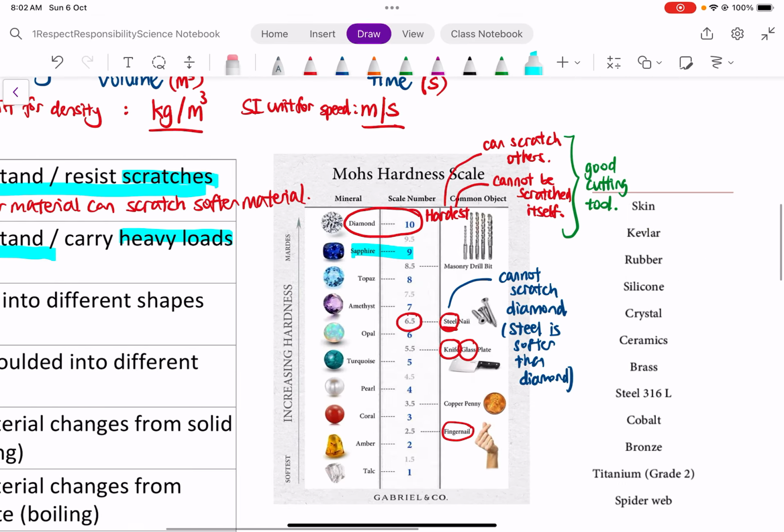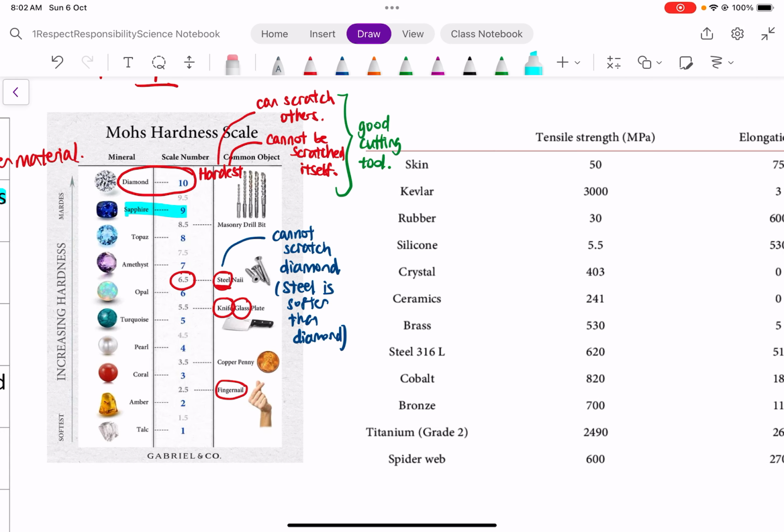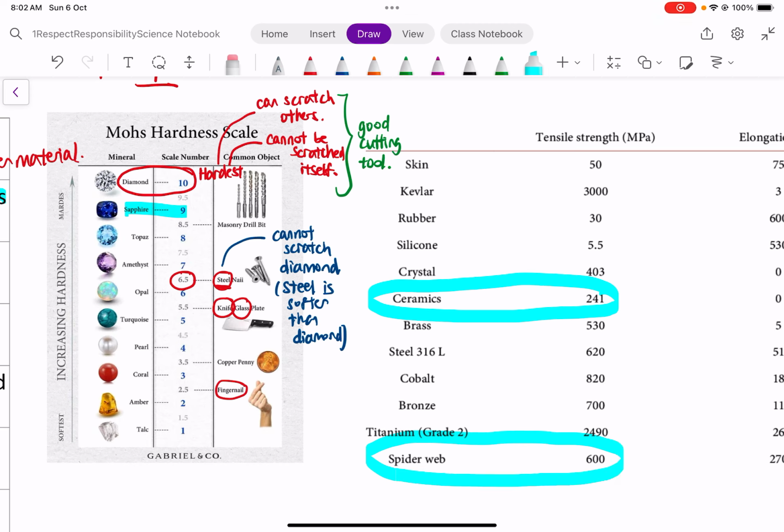Okay? Now you can see these are the tensile strengths of different materials like skin, rubber, crystal, ceramics, brass, steel, and shockingly, spider web. Now you can see that spider webs are actually surprisingly strong, especially when you compare it with something like steel.